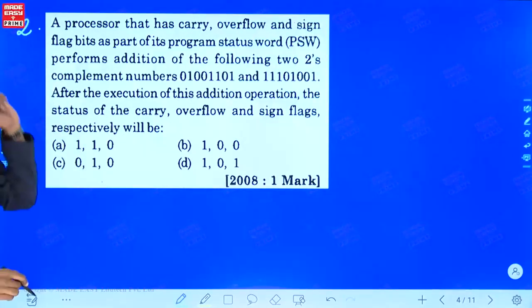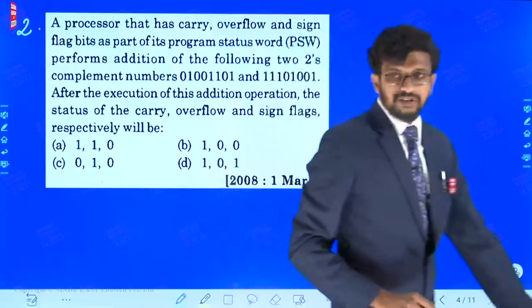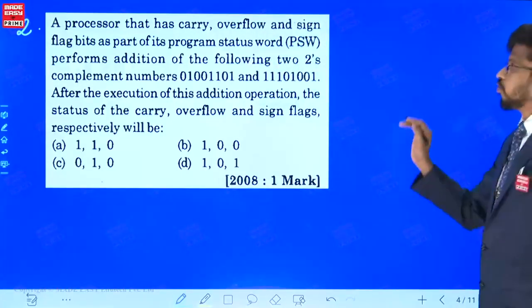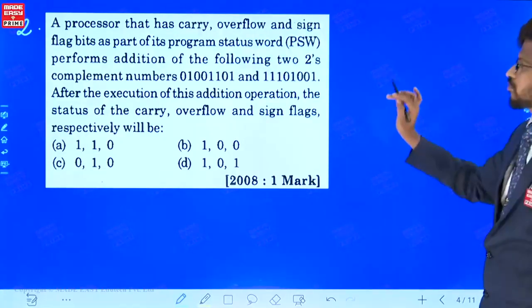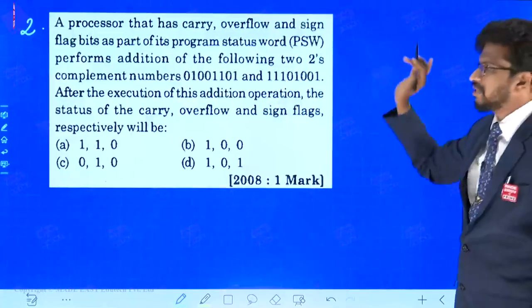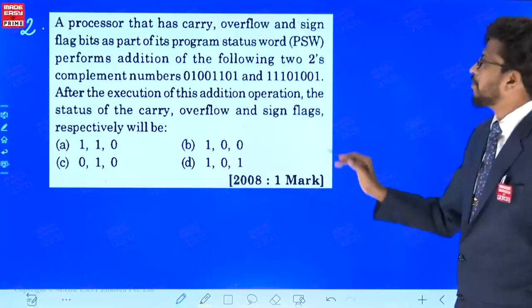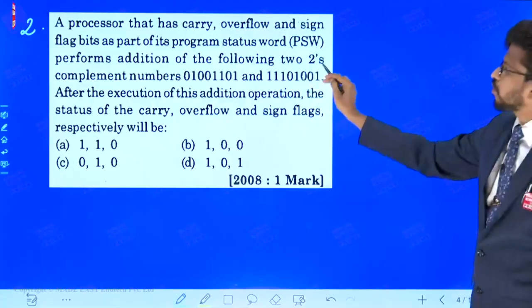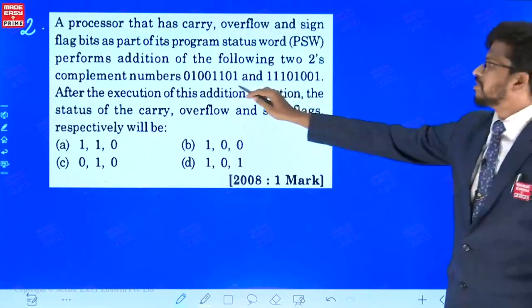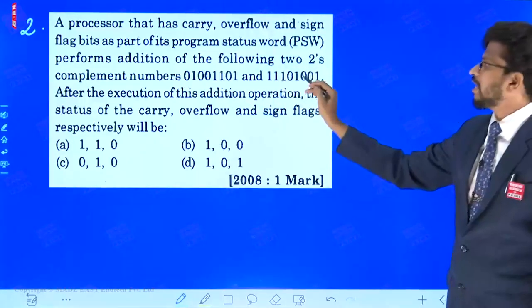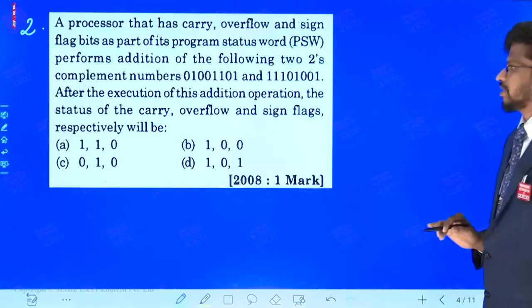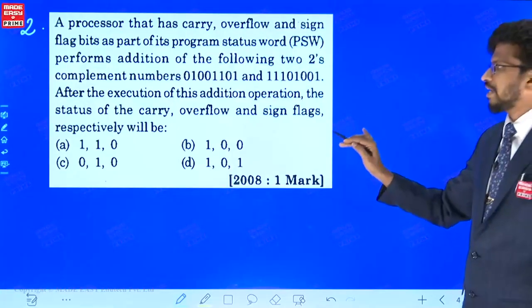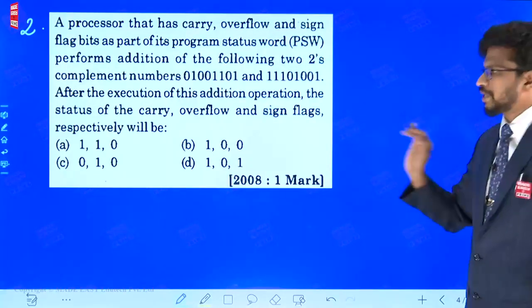Read the question. A processor has carry, overflow and sign flag bits as part of its program status word. You already know the meaning of PSW, the status register. It performs addition of the following 2's complement numbers, 4D and E9. After the execution of this addition operation, what is the status of the carry, overflow and sign flags respectively?